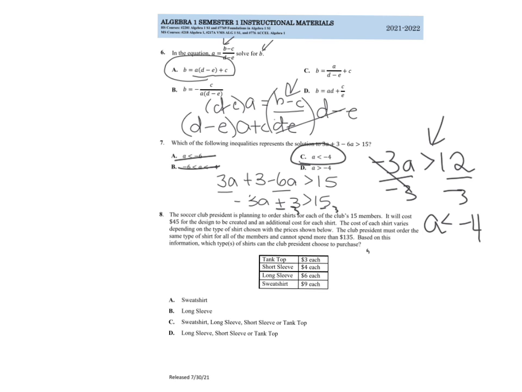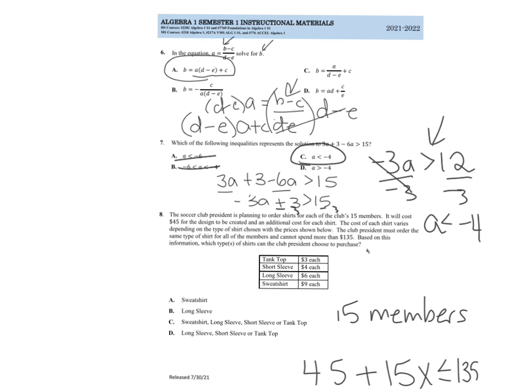Okay, the soccer club is planning to order a shirt for each one, so there's 15 members. I'm going to go ahead and write that down. That's a number, so that's probably important. It will cost $45 to design, and then an additional cost for each shirt. And I have to buy 15 shirts because there's 15 members. And it varies on what kind of shirt I get, but all of it needs to spend no more than $135. So I need to be less than or equal to $135.